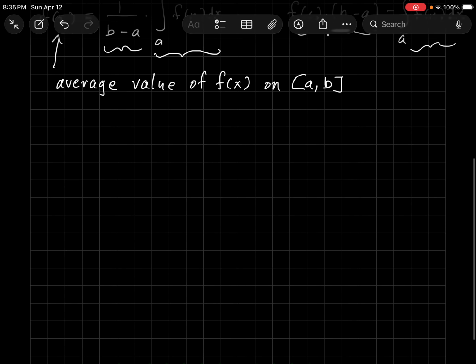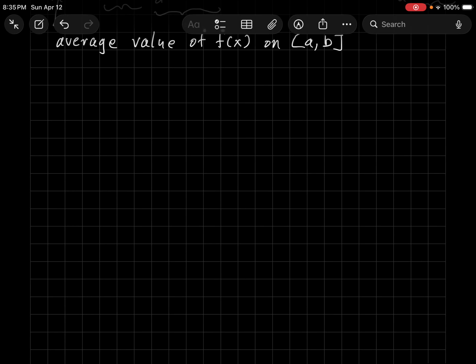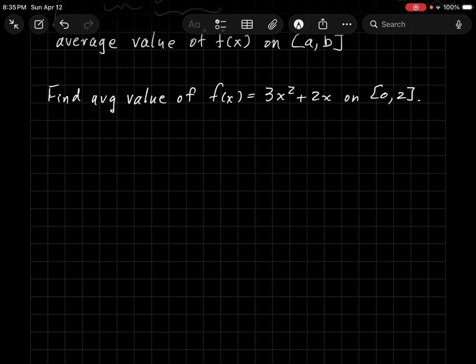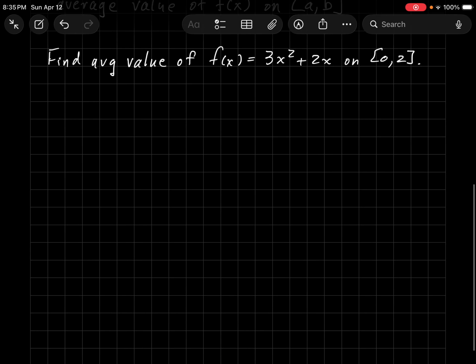Let's do a few examples. What if we want to find the average value? I'll abbreviate as AVG. So the average value of, let's say, f of x equals 3x squared plus 2x on the interval 0 to 2. How do we find the average value? Well, it's 1 over b minus a, so 1 over 2 minus 0, times the integral from 0 to 2 of our function.